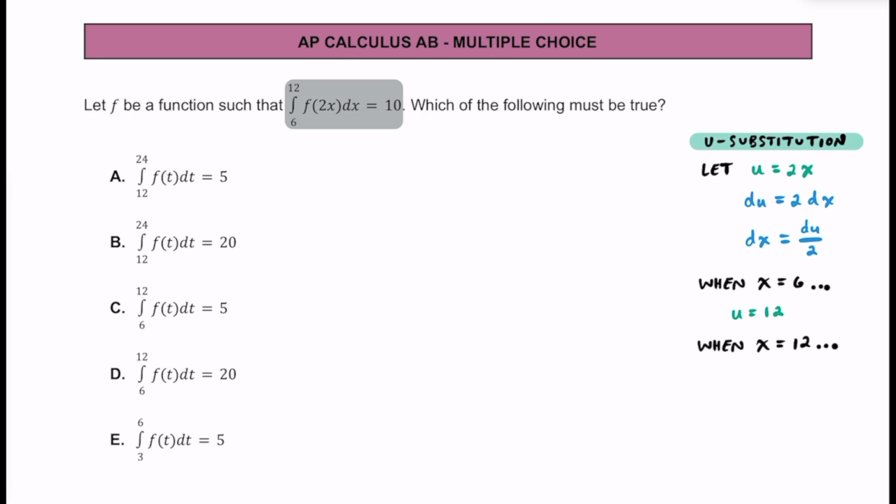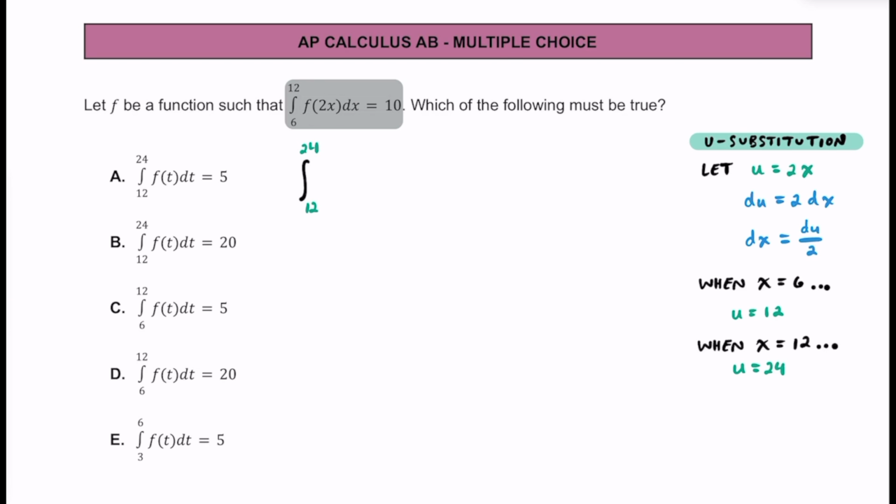And when x is equal to 12, or the upper bound here, we plug that in over here, and 2 times 12 is going to be 24. So we can see that the upper bound for our u substitution is going to be 24. So if we take this whole integral, which is in terms of x, and rewrite it in terms of u, it's going to look something like this. So we have our integral. Our bounds now are going to be from 12 to 24.